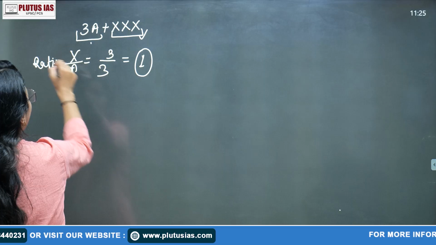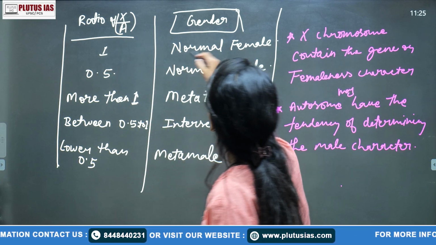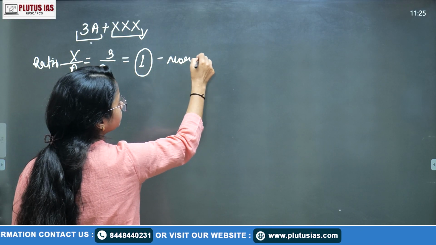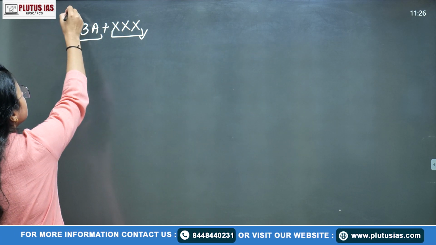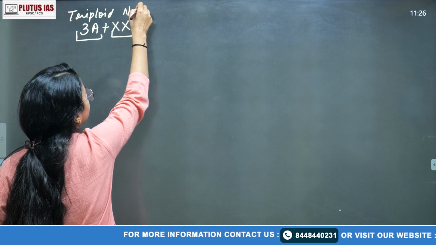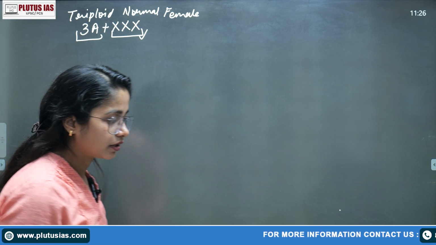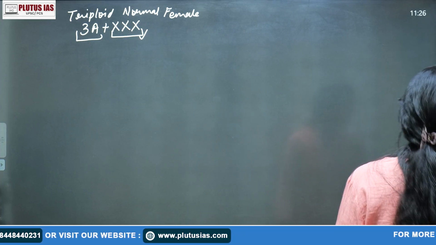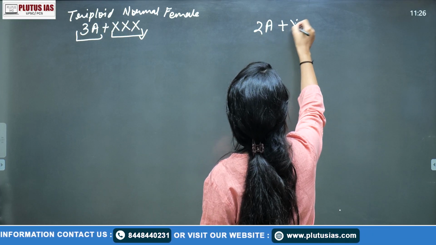Okay, so if the ratio is equal to 1, then what we can say is it will be a normal female, right? Got it? Okay, fine. So that is something we are going to see. So it is your triploid normal female. Because Y is not involved in any specific kind of sex determination, we will take only 2A plus XY.